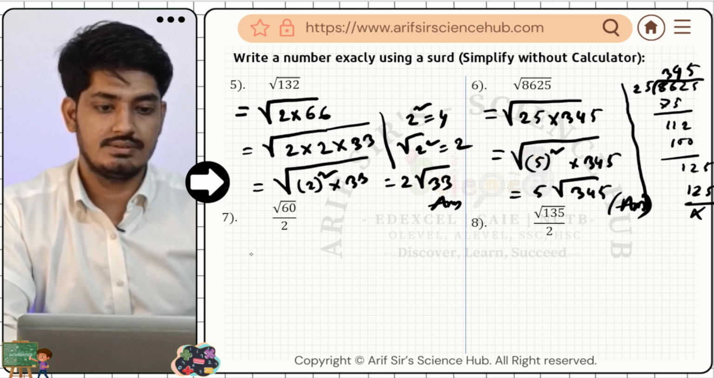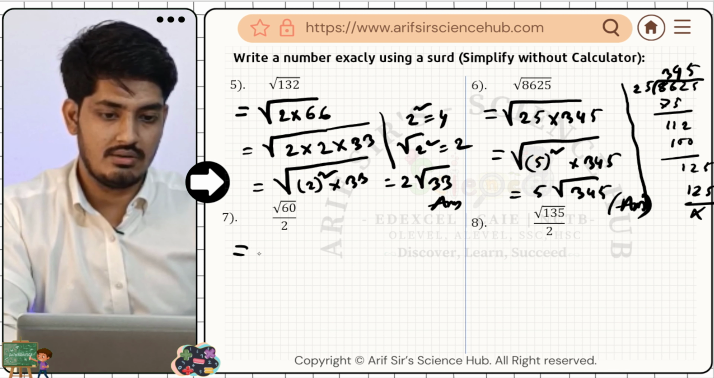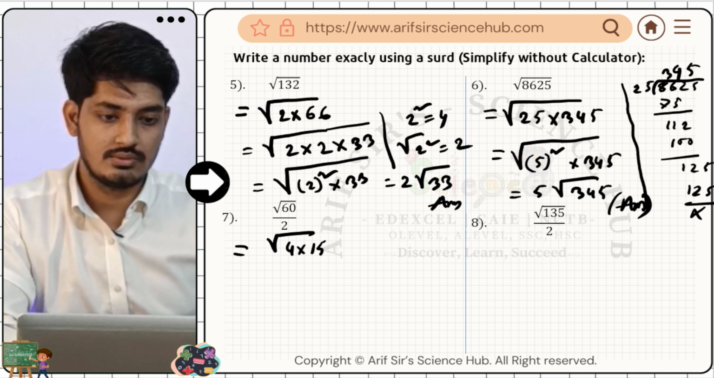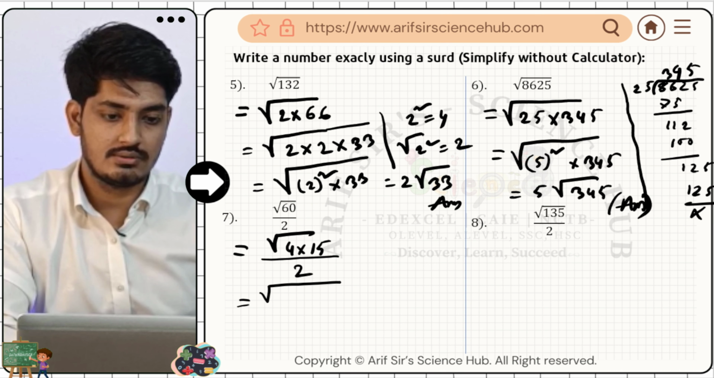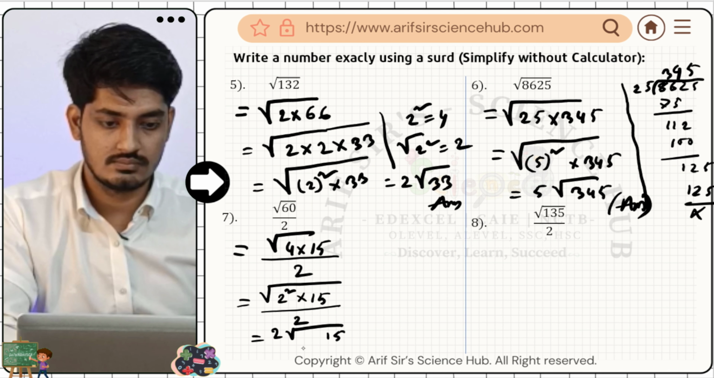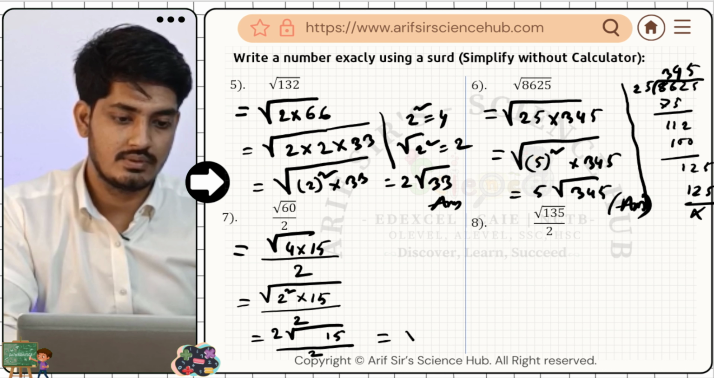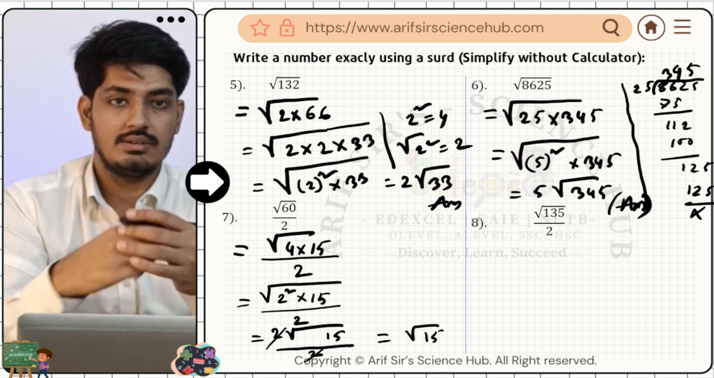Now we can solve this. How can we solve this? Square root 60. If we write 4 into 15, that means it should be 60. So now 2 squared into 15 divided by 2. We can bring this 2 out of the square root, and it should be square root 15. We just easily divided this 2 by 2.